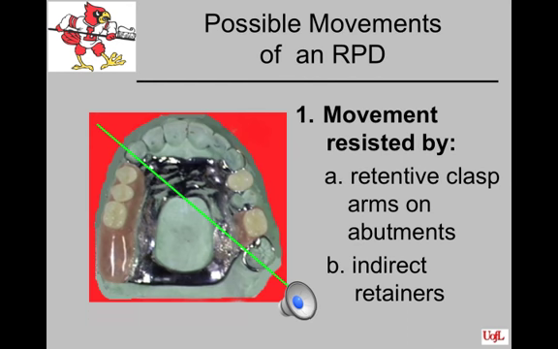When the extension base wants to lift off of the tissues in an occlusal direction, it is counteracted by the retentive arms on the primary abutments, as well as any indirect retention that is located anterior to our fulcrum line. When the patient bites down on a bolus of food, the partial cannot lift off of that abutment anterior to the edentulous area because of the clasping mechanism that is located in that position.